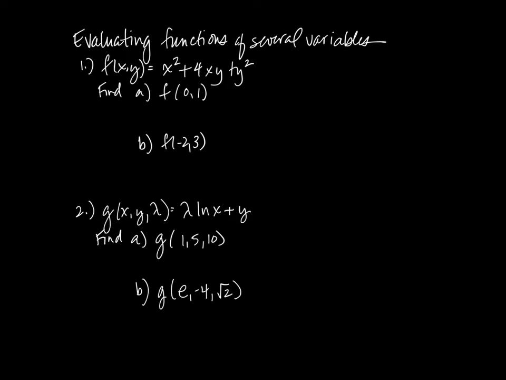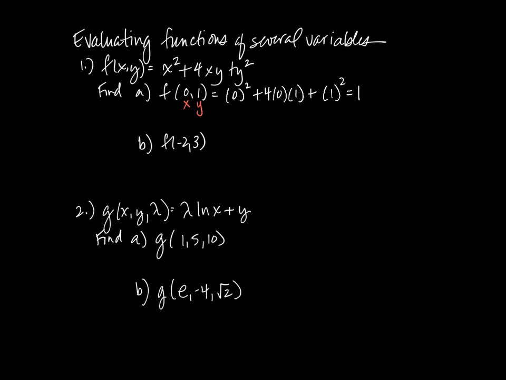So here we have a couple of functions. The first one is f of x, y equals x squared plus 4xy plus y squared. And we want to find the value of this function when x is 0 and y is 1. Notice that 0 is in the x variable position and 1 is in the y variable position. So wherever we see an x, we're going to replace it with a 0, and wherever we see a y, we're going to replace it with a 1. So that looks like 0 squared plus 4 times 0 times 1 plus 1 squared. And that's 0 plus 1, which is 1.